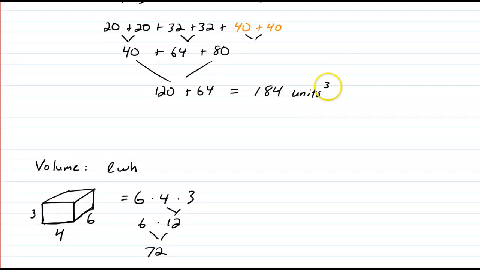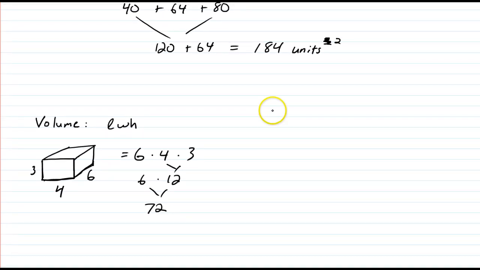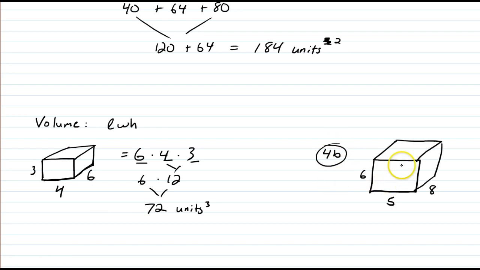The last problem was talking about area, so it's not cubed. Area is always squared. So now let's go back to this problem. All right, so now when we multiply, now we create the units cubed. So the volume of this box is 72 units cubed. All right, for 4b, go ahead and find the volume of this rectangular prism.